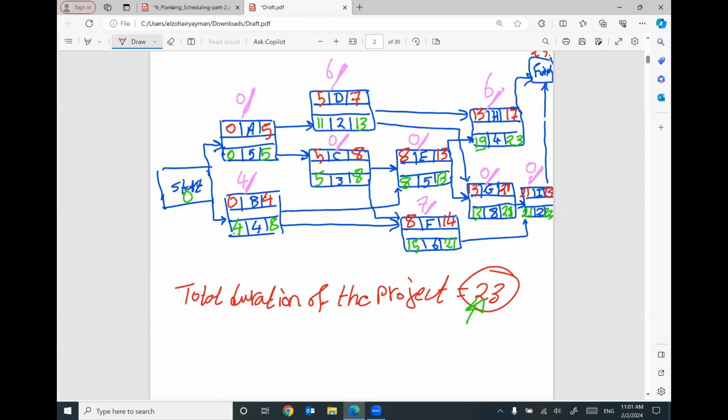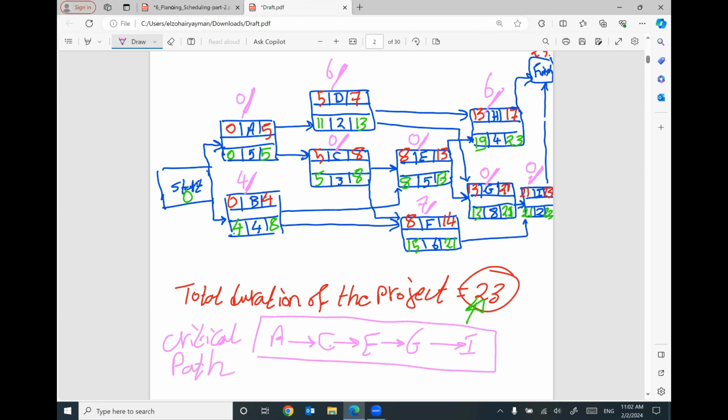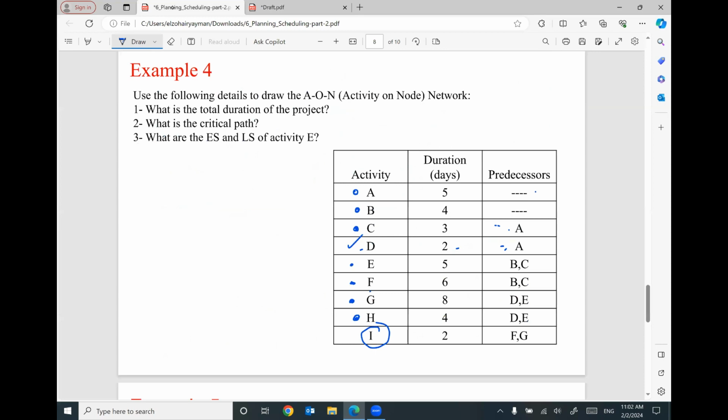So, which activities are critical? A, C, E, G, I. This path in the project, from activity A to activity C to activity E to activity G to activity I, is called the critical path. So I answered the first two questions.